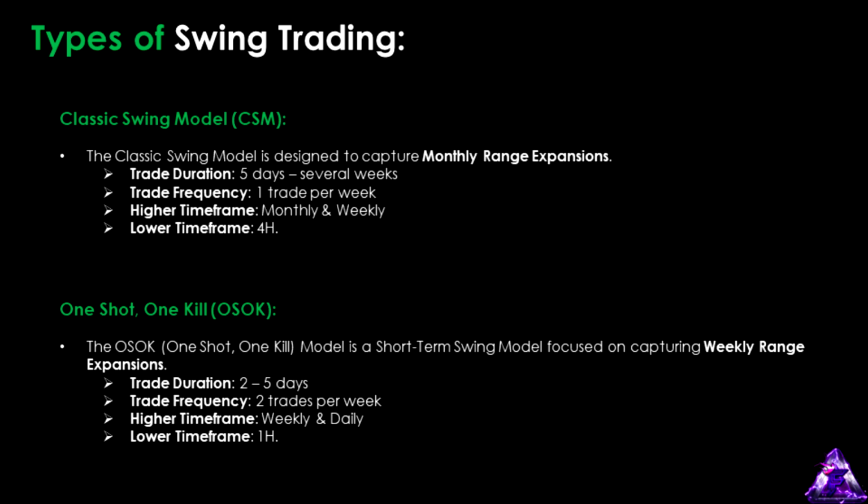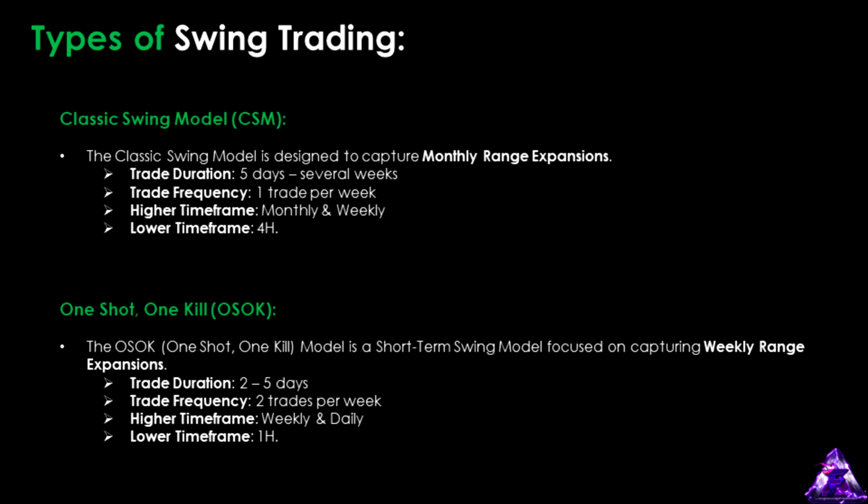With OSOK, you can expect up to 2 trades per week, which is double what you would typically get with the classic swing model. If you prefer a bit more action while still maintaining a swing trading approach, this model might be the right fit for you. Your higher timeframes will primarily be the weekly and daily charts. For entries, you'll be using the 1-hour chart, framing your setups around daily candle ranges, DCR, and key levels on the daily timeframe. If you like precision, don't mind checking the charts more frequently, and prefer catching shorter but high probability moves, then OSOK is the way to go.